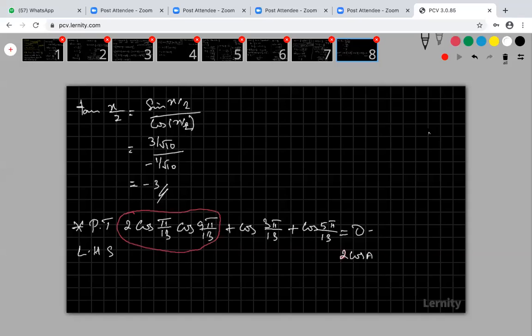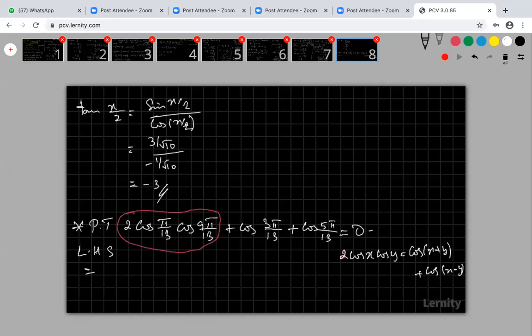The formula for 2 cos X cos Y is cos of X plus Y plus cos of X minus Y. So I'm applying this formula here. I'm taking this as my X, this as my Y. So what is the formula? Cos of X plus Y, adding these two.